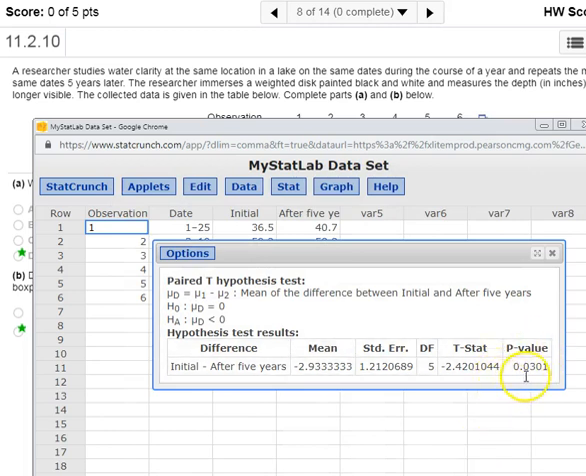We get a p-value of 0.03. So that is less than our significance level of 0.05. Anytime we're less than that level of significance, we reject the null hypothesis. So we're going to reject it, which in this case is a good thing, because we're rejecting that there has been no change in water clarity. And we're accepting the alternative that 5 years later, the water clarity is actually better now.